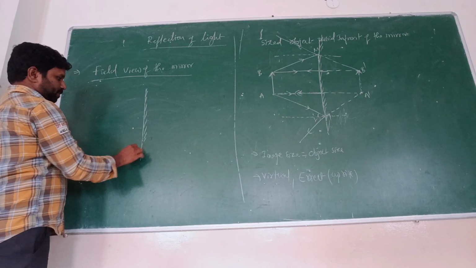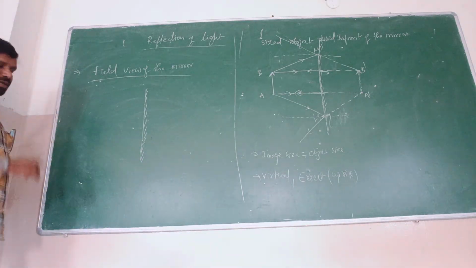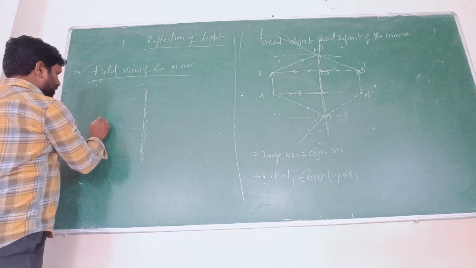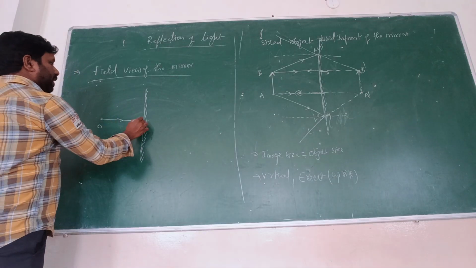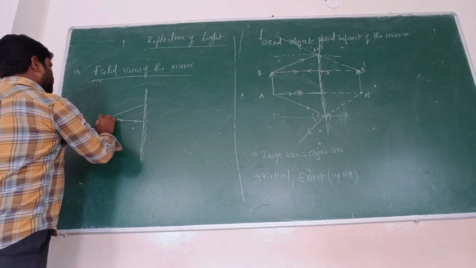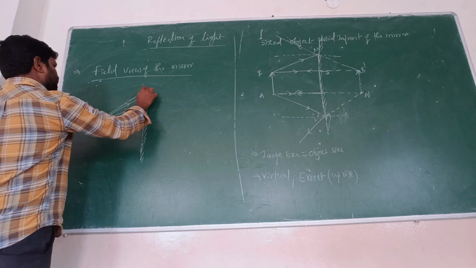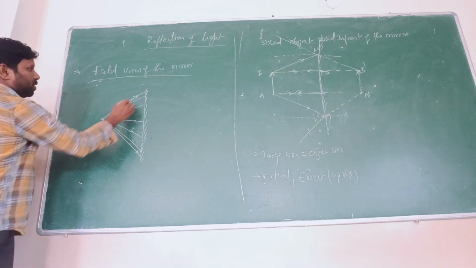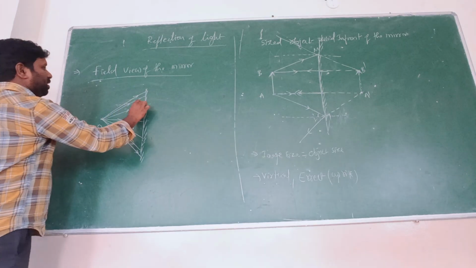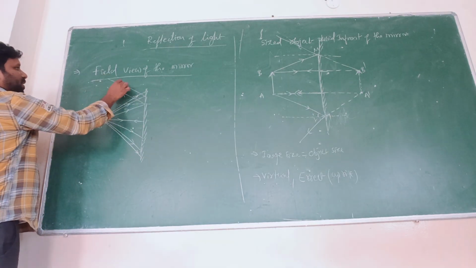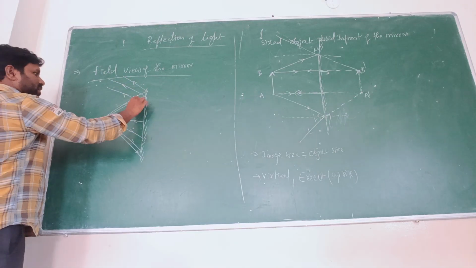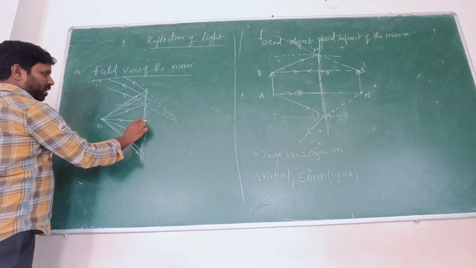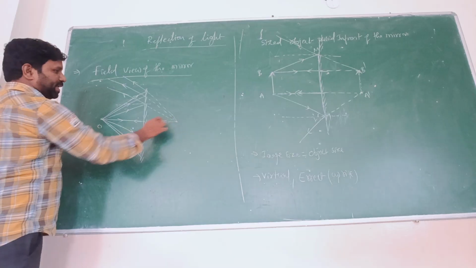It is a plane mirror. In front of the plane mirror, we place one object. As we discussed earlier, one light ray incident normally comes back, and another ray is reflected in this way. Wherever a light ray is incident, there we have to draw a normal. It will be reflected in this manner. These are the reflected rays. If we extend them, they will meet at a point.